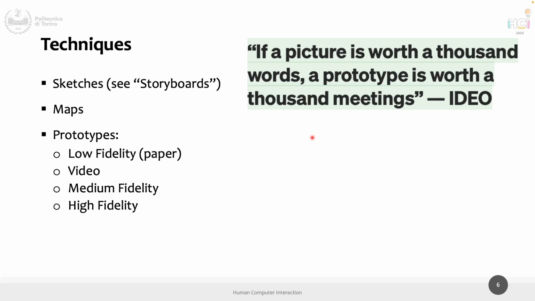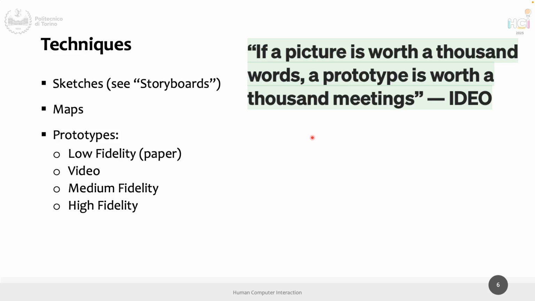The other one is maps. What are maps to you? And not even maps like geographical maps. We will see. And then there are actual prototypes that could be divided, let's say, in 3 levels. One is low fidelity, one is medium fidelity, and one is high fidelity. And we will see what fidelity means in this context.